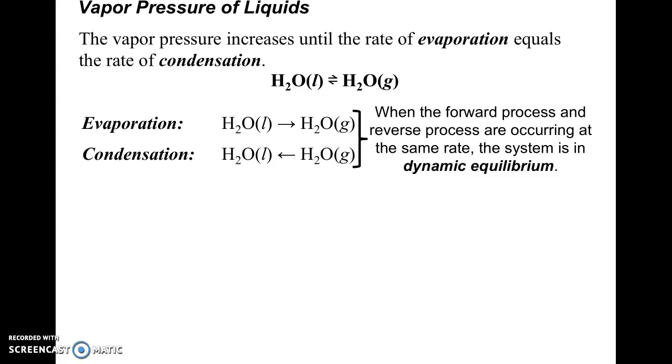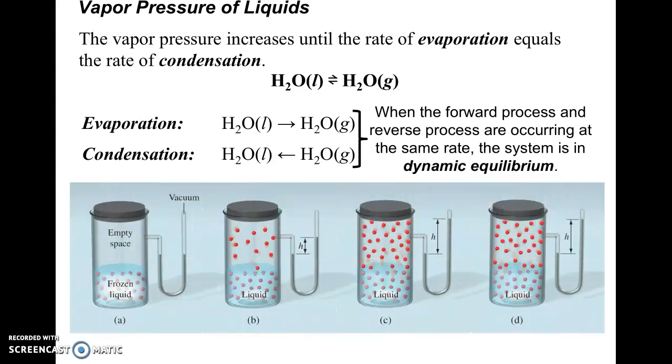And you see we wrote it the same way with different direction arrows, because we're going to start talking about equilibrium here. That's where the forward process equals the reverse process, and it is called a dynamic equilibrium. And so you have a little diagram here with a pressure indicator on the tube off the side of that cylinder. When it's frozen, you have empty space, with no molecules in that space above it.